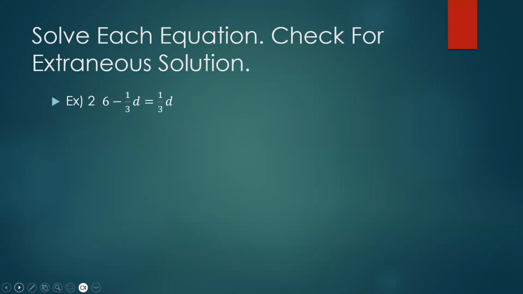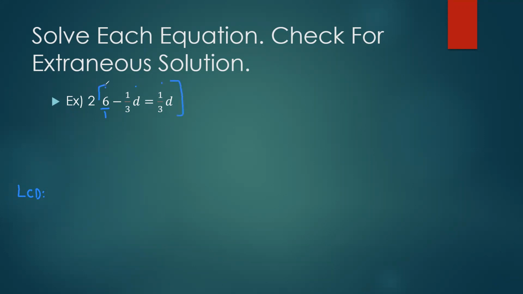Example 2: solve each equation and check for extraneous solutions. We have 6 minus 1/3 times d equals 1/3 times d. The first step is to get rid of the fractions by multiplying everything by the LCD. There are exactly three sides we have to focus on.